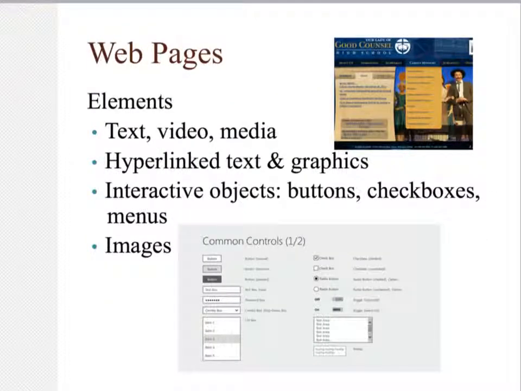Web pages can have many different elements. A lot of times we just read text, or sometimes we watch videos, and oftentimes there's many hyperlinks that take us to different areas on that particular site, or maybe even a different site. There can also be interactive objects. For instance, when we need to enter information into a form, there's radio buttons, there's check boxes, there's text boxes. Also, websites have lots of images.